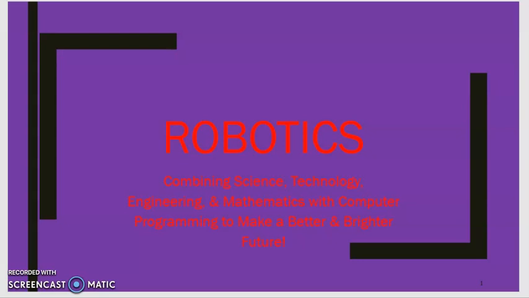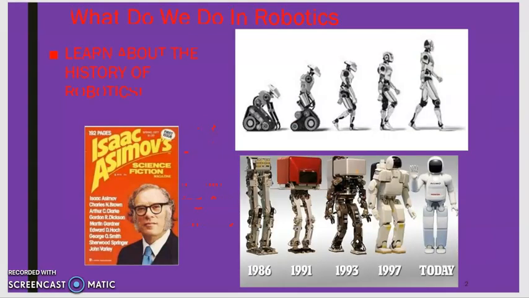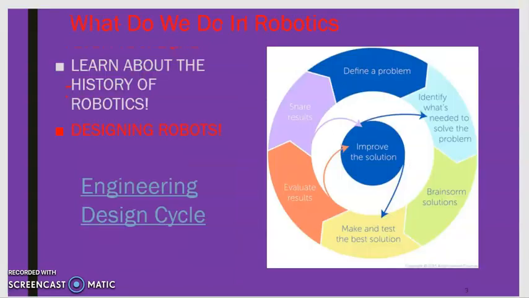So first up, we learn about the history of robotics. We learn where the term robot comes from, where the term robotics comes from, and we learn about early robotics and robots up until modern robots today. We learn about how we design robots. The engineering design cycle, as an example, is a skill set that helps people learn how to design and build things, specifically from the start of the problem to the finished solution.